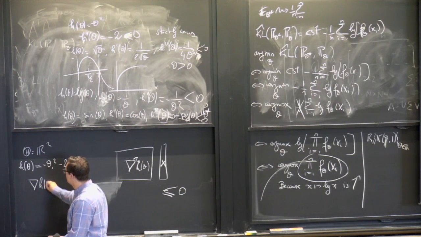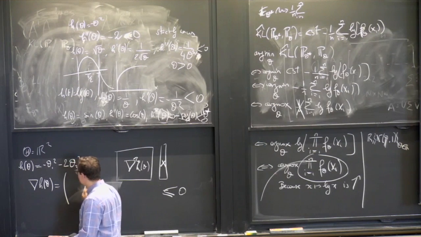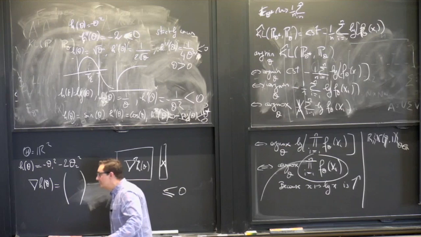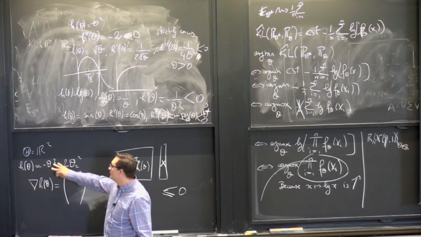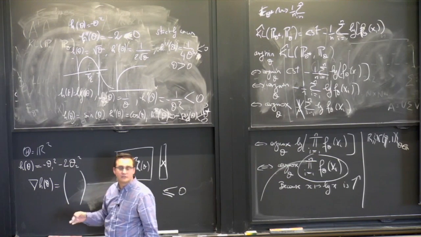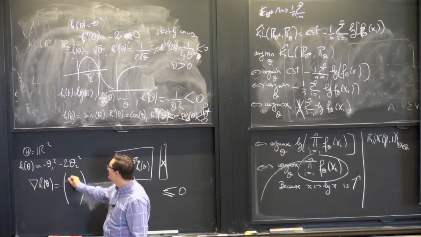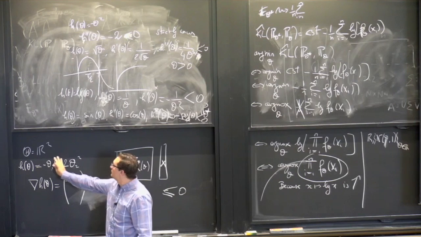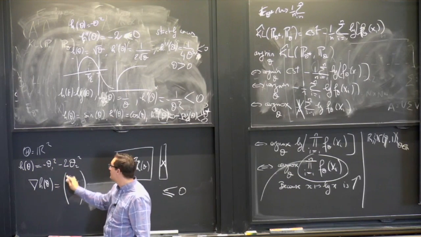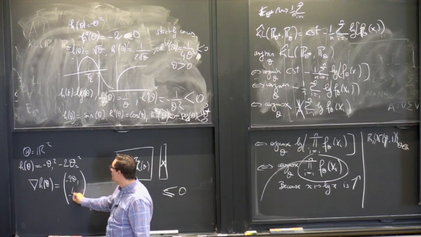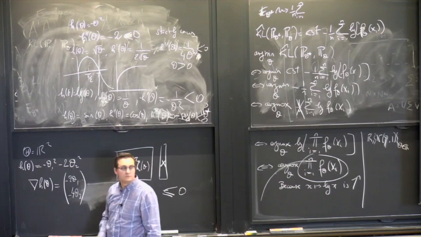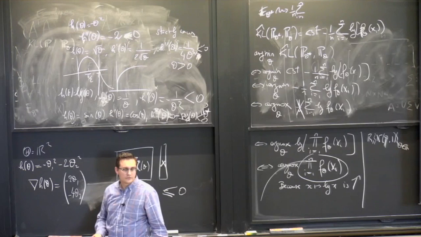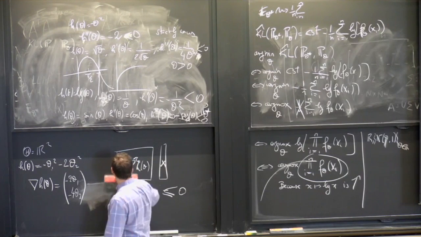OK. So let's compute the gradient of h of theta. It's going to be something that has two coordinates. To get the first coordinate, I take the derivative with respect to theta 1, thinking of theta 2 as being a constant. So this thing is going to go away, and I get negative 2 theta 1. And when I take the derivative with respect to the second part, thinking of this part as being constant, I get minus 4 theta 2. Is that clear for everyone? That's just the definition of partial derivatives.